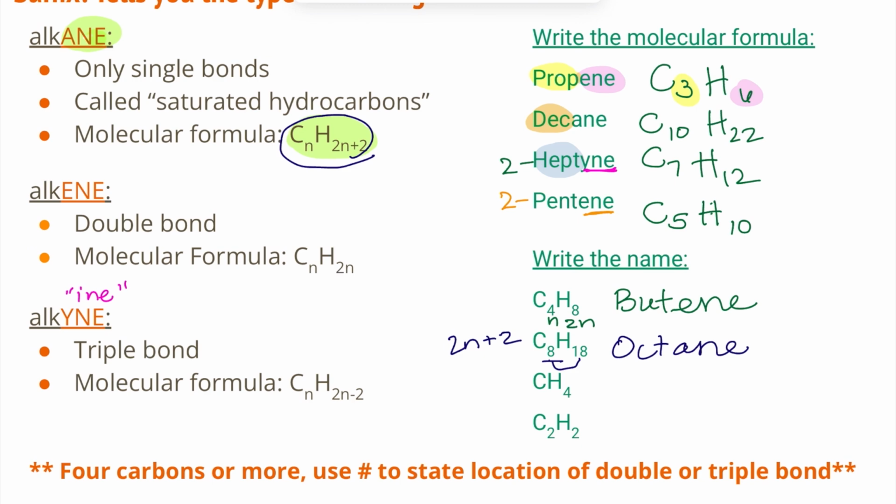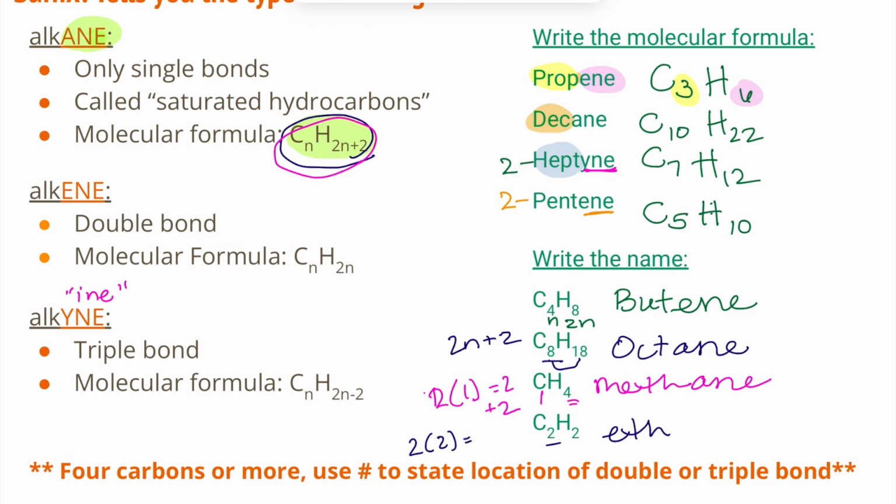CH4, 1 carbon, that's a prefix of meth. Well, 1 carbon times 2 is 2, but we have 4, so plus 2, that is also an ane, so methane is that CH4. And then C2H2, C2, that is eth. And then when we look at that, 2 times 2 is 4, but to get to 2, I need to subtract 2. So that is going to be ethine.